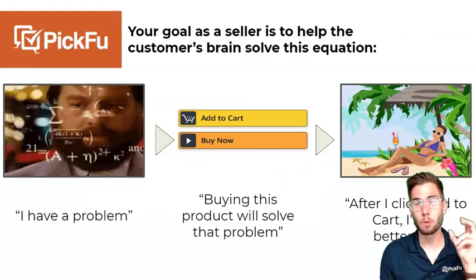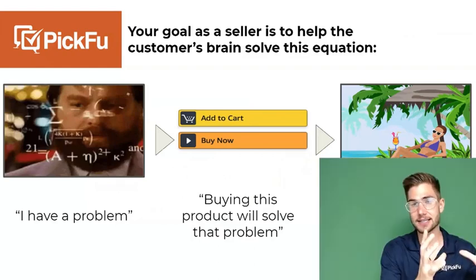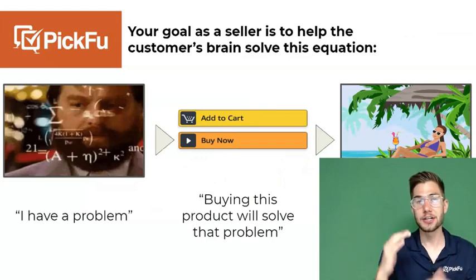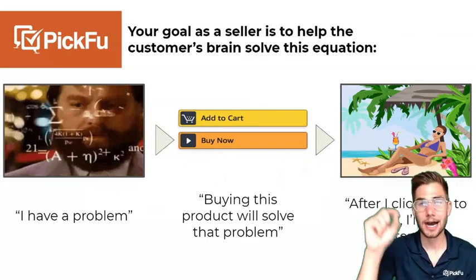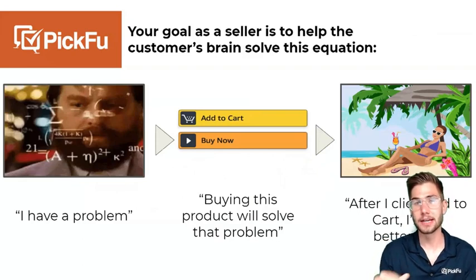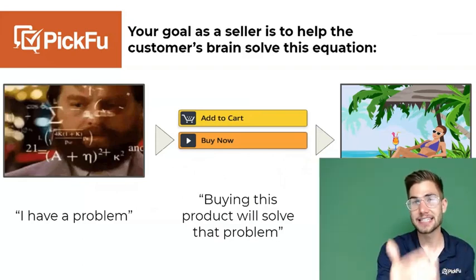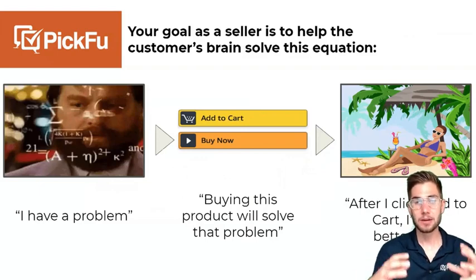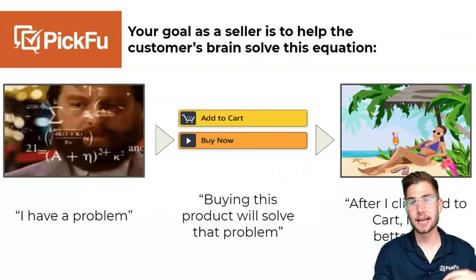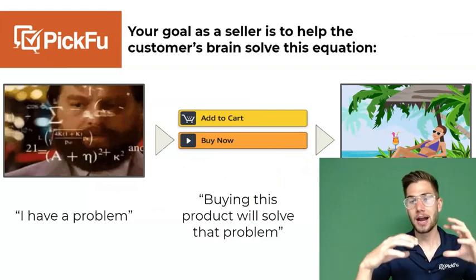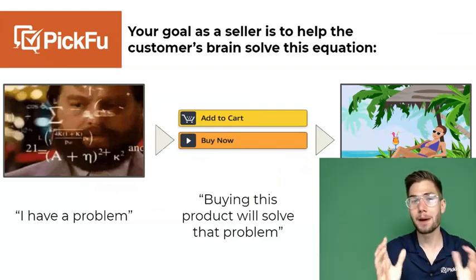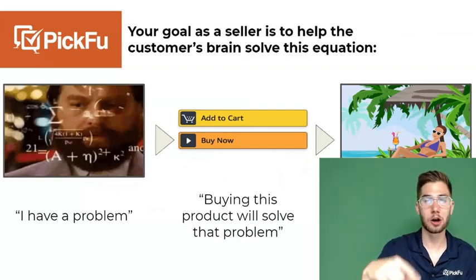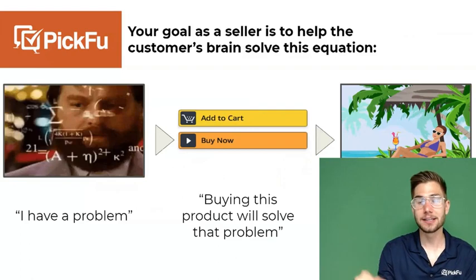And so when you take this into consideration, and this is why this is in the part about influence, you have to understand that your goal is, you've gained access to the customer's brain. Now you've got that direct line of communication. Your goal is to influence them to help their brain solve this equation, right? Someone's come to Amazon with the intent to buy a product, most likely because they have some type of problem, right? And then what their brain needs to satisfy is that, okay, I've got this problem, and then they have to ask themselves, will buying this product solve that problem? And then after I click that add to cart or that buy now button, will I be better off?